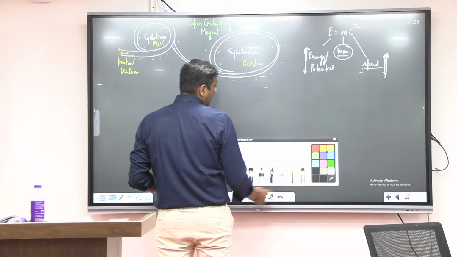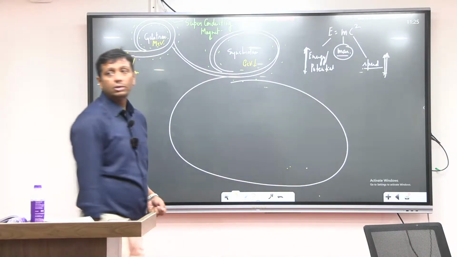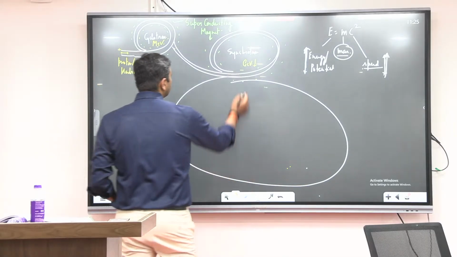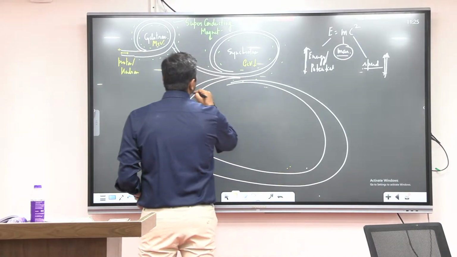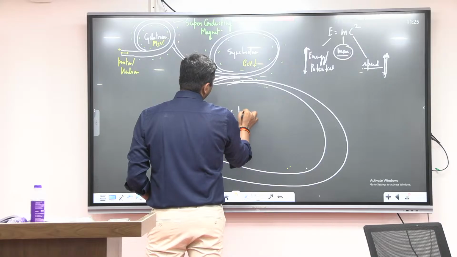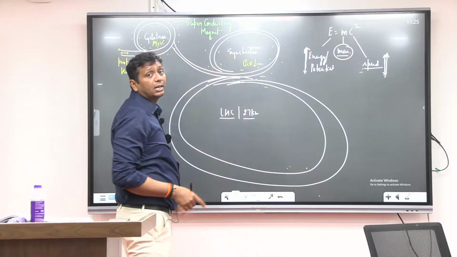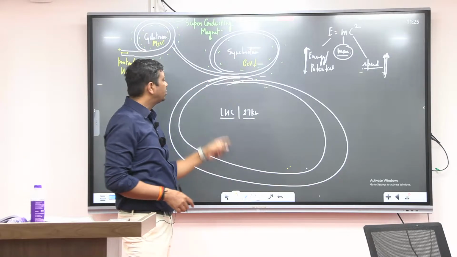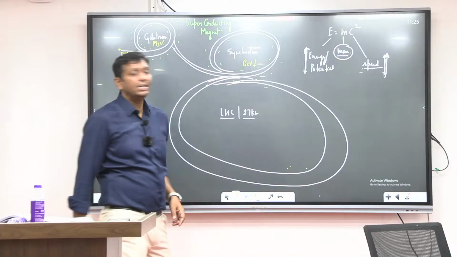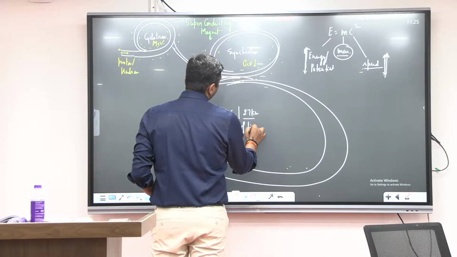We will send it to the next accelerator, and the next accelerator is the biggest one. That is 27 kilometers. You understood? What's the name of this? Large Hadron Collider. But remember, this is not only an accelerator, it is also called a collider. The Large Hadron Collider is 27 kilometers in length. And here finally we maintain what? The speed of light.